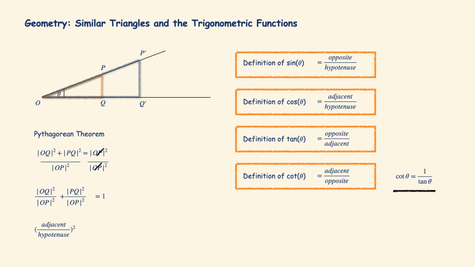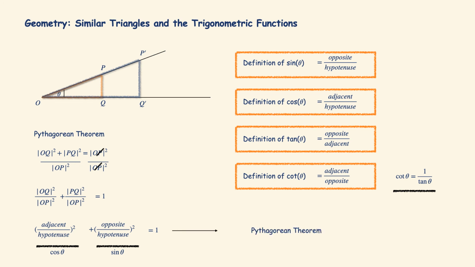Now let's look at that OQ over OP for the orange side. The OQ is the side adjacent to theta and OP is the hypotenuse. So here I can actually write that this is the adjacent over the hypotenuse ratio squared. The second term will turn out to be the opposite over the hypotenuse ratio squared, and that has to be equal to 1. So now you see that if you remember the definition of sine and cosine, you recognize that the first term, adjacent over hypotenuse, is simply the definition of cosine theta. And the second ratio is really the definition of sine theta.